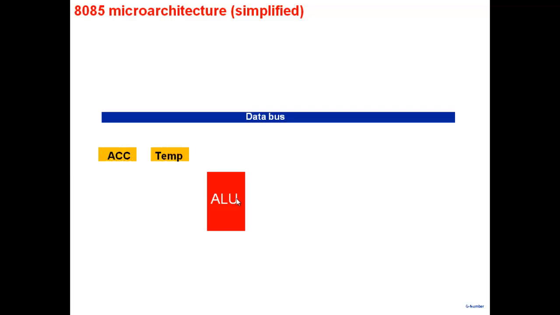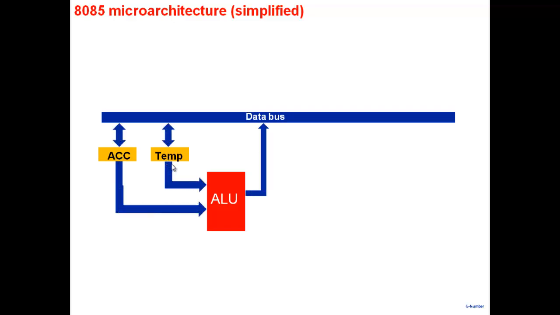There are two important registers. One important register which I mentioned is the accumulator. And there's an internal register called temp, which is not accessible to the user directly. All right, so the ALU receives inputs directly from the accumulator and from this temp register. The results of the ALU are put back on the data bus. And most of the time the result of the ALU is put back on the data bus and is stored back into the accumulator. That's why the word accumulator.